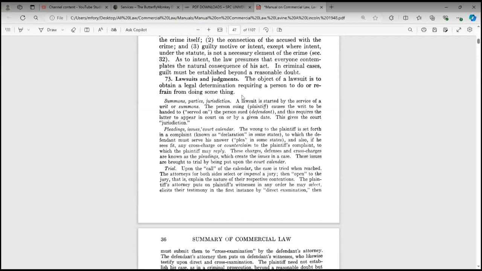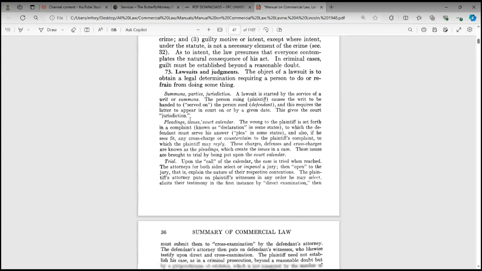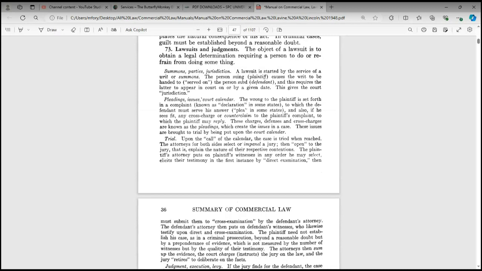Lawsuits and judgments. The object of a lawsuit is to obtain a legal determination requiring a person to do or refrain from doing something. Summons, parties' jurisdiction. A lawsuit is started by the service of a writ or summons. The person suing causes the writ to be served on the person sued, the defendant. And this requires the latter to appear in court on or by a given date. This gives the court jurisdiction.